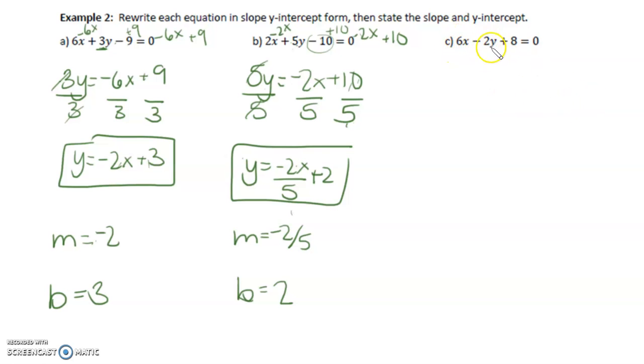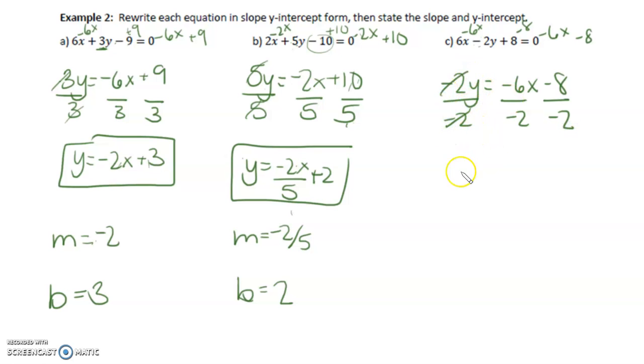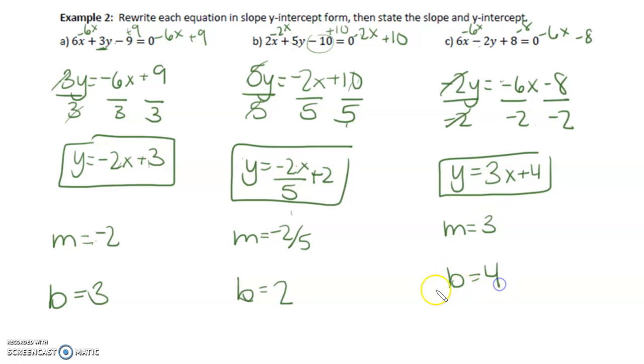Okay, and C, 6x minus 2y plus 8 equals 0. We're going to leave the negative 2y on the left-hand side, and move everything else over. So 6x, we're going to subtract 6x, and 8, we're going to subtract 8. So we get negative 2y equals negative 6x minus 8. Now we're going to divide each and every term by negative 2 to get the y all by itself. So we get y equals negative 6 over negative 2 is just 3, so 3x. Negative 8 over negative 2 is plus 4. So slope is 3, y-intercept is 4.